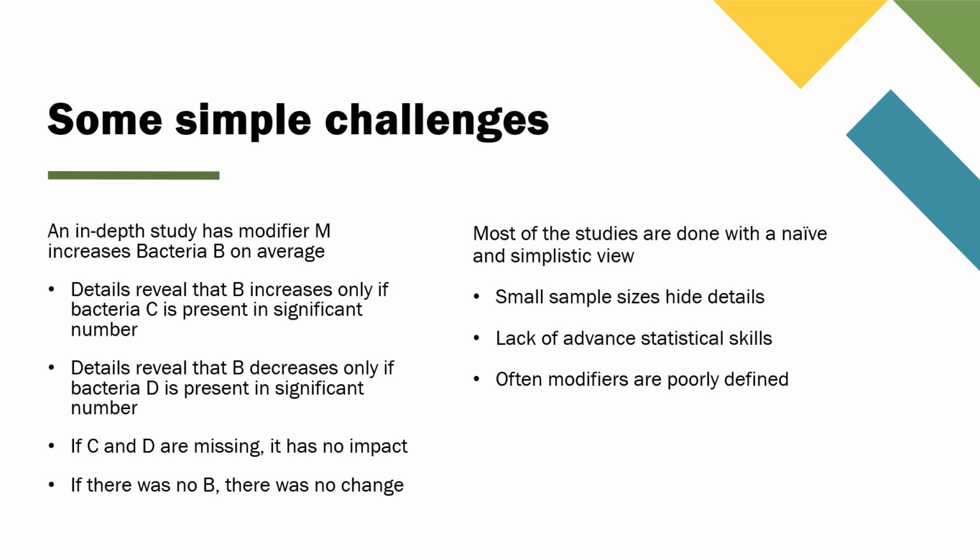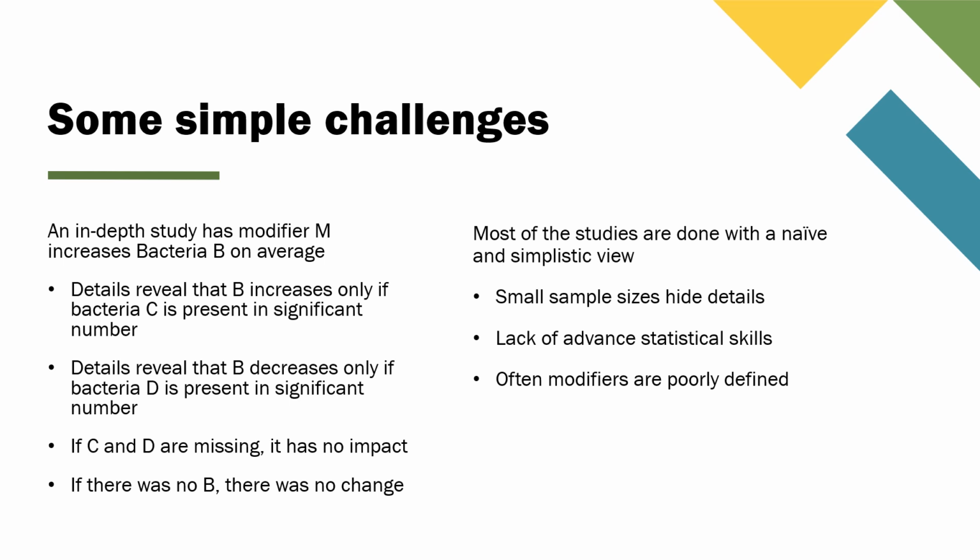Other details reveal that B decreases only if bacteria D is present in significant numbers. Again, the modifier M is basically consumed by bacteria D, and bacteria D produces natural antibiotics, bacteriocins, against bacteria B. Oops. So it depends on whether bacteria C or bacteria D is present in significant enough numbers whether it goes up or down. Looking at everybody on average, it goes up. But for individual people, it goes down in one case and goes up in another case.